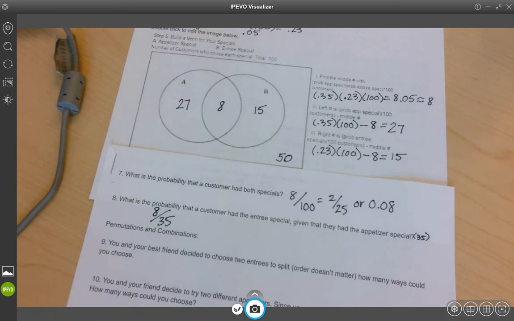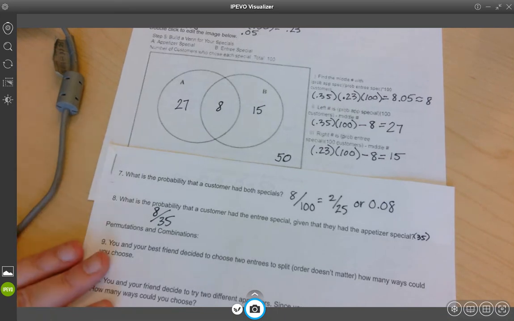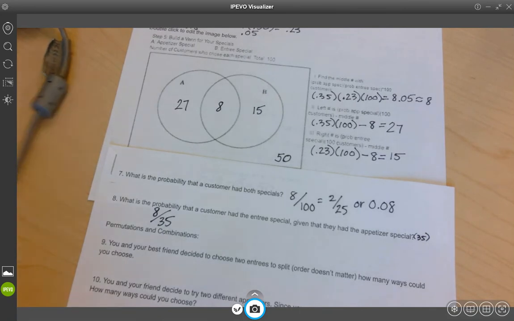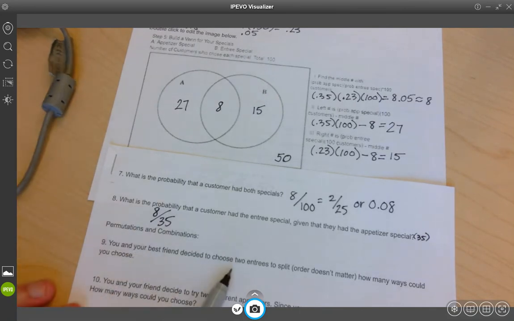Okay. We're going to do permutations and combinations, and then after that, those of you who haven't finished the last project, you're going to do that. Those of you who have finished the last project, you're going to start thinking about your menu, okay? Because your own project is going to have your own menu on it. You and your best friend decide to choose 2 entrees to split. So since you're splitting them, it doesn't matter. The order doesn't matter. How many ways could you choose?